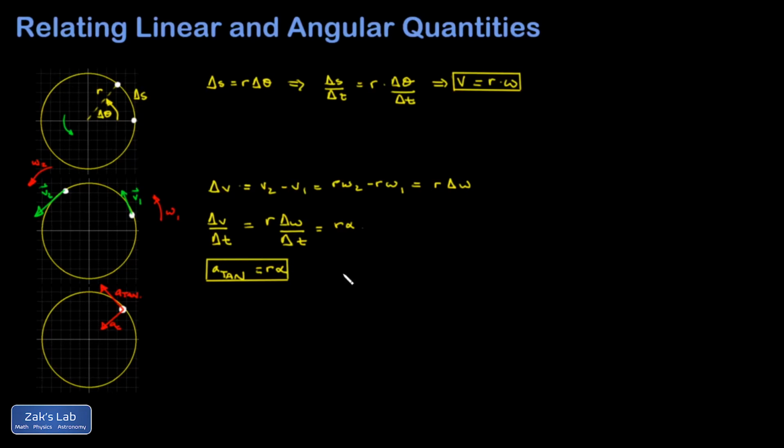So just as a quick reminder, that centripetal acceleration is v squared over r, but it's often handier, especially when we start doing rotational kinematics problems all the time, to rephrase this in terms of omega. So instead of writing v squared over r, I'm going to replace v with r omega. Square the numerator and cancel one factor of r, and I get a new formula for centripetal acceleration as r omega squared.